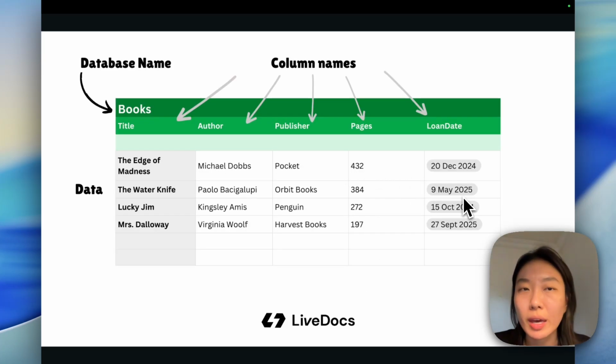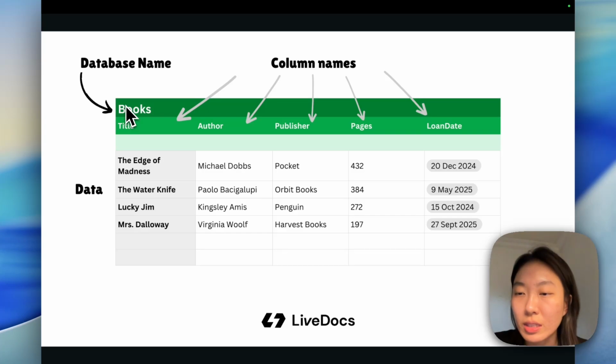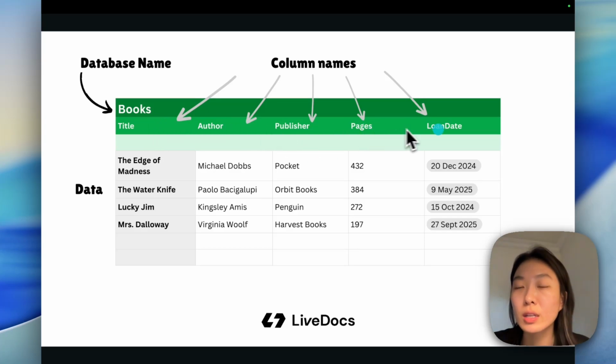SQL is kind of the same as an Excel sheet. Here you will see the table name, which is the books table. This is the table, which is also a database, and the name of this database is called books. We have different columns to store the information of books: the title, the author, the publisher, the pages, and the launch date. We have the data here, where the first book would be The Edge of Madness, and then the author would be Michael Dobbs, the publisher from Pocket, 432 pages, and then the launch date.